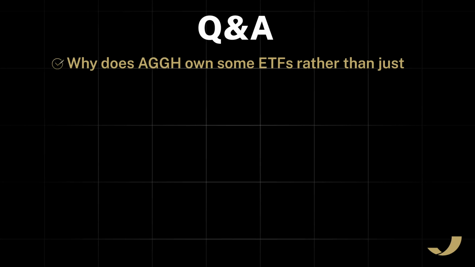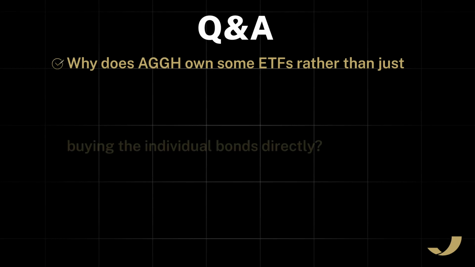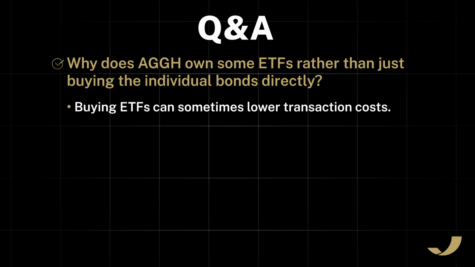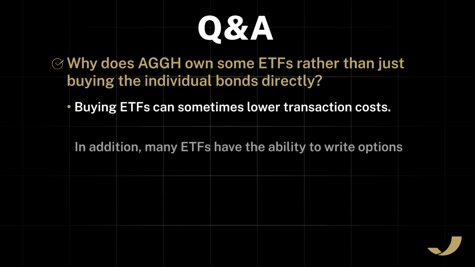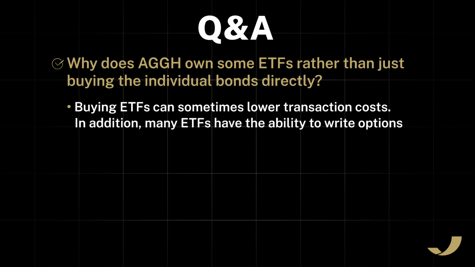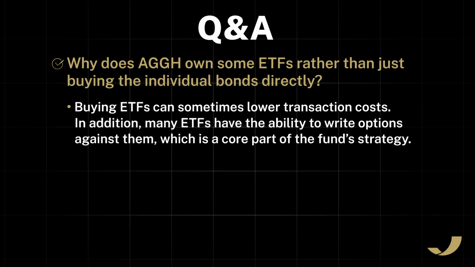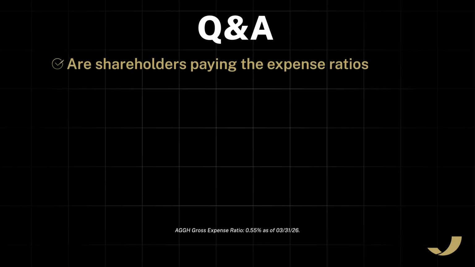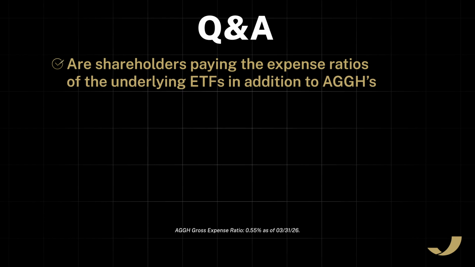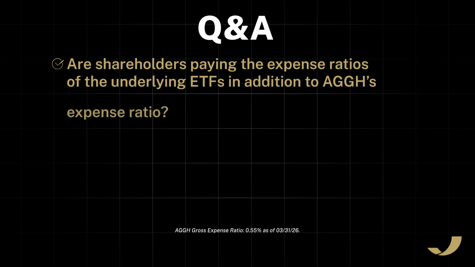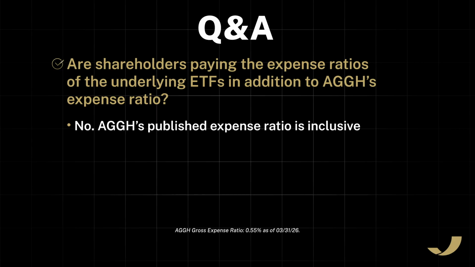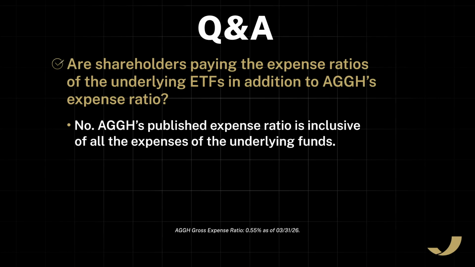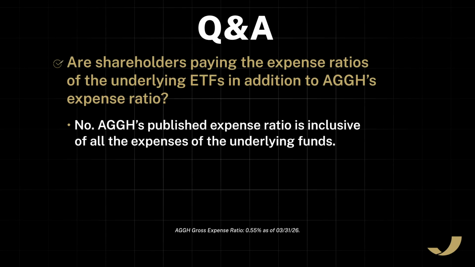Why does AGGH own some ETFs rather than just buying the individual bonds directly? Buying ETFs can sometimes lower transaction costs. In addition, many ETFs have the ability to write options against them, which is a core part of the fund strategy. Are shareholders paying the expense ratios of the underlying ETFs in addition to AGGH's expense ratio? No. AGGH's published expense ratio is inclusive of all the expenses of the underlying funds.